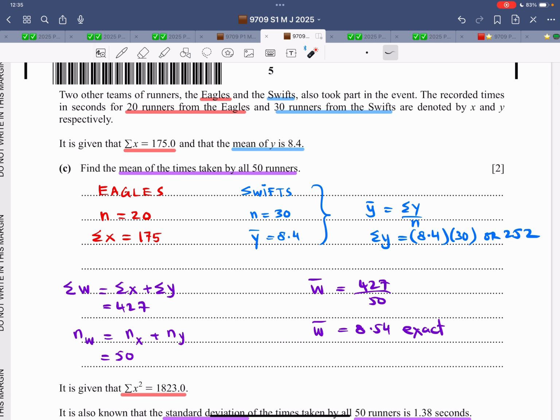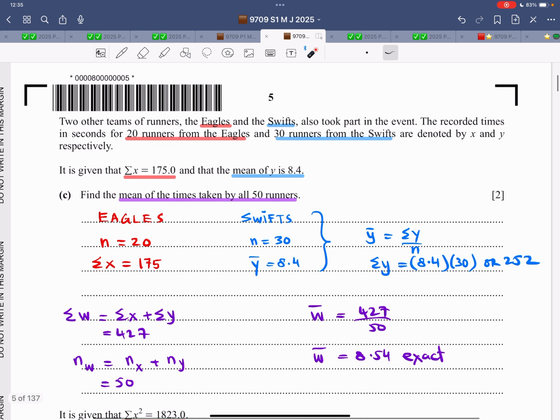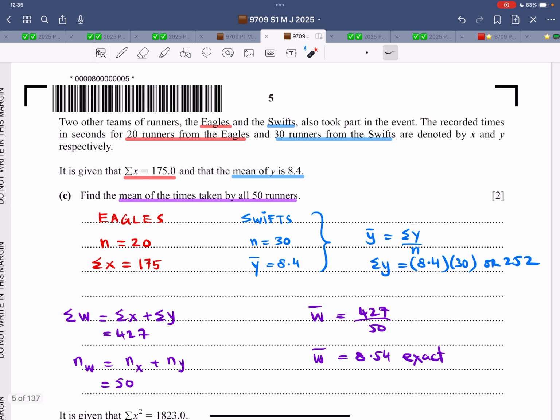Now we are seeing some questions related to mean and standard deviation after a long time. Two other teams of runners, the E and S. Okay, so there were gulls and herons, and now eagles and swifts also took part in the event. The recorded times in seconds for 20 runners from eagles and 30 runners from swifts are denoted by such and such. So eagle is X, swift is Y. Sigma X is 175 and mean of Y is 8.4. So red color is for eagles, blue color is for swifts.